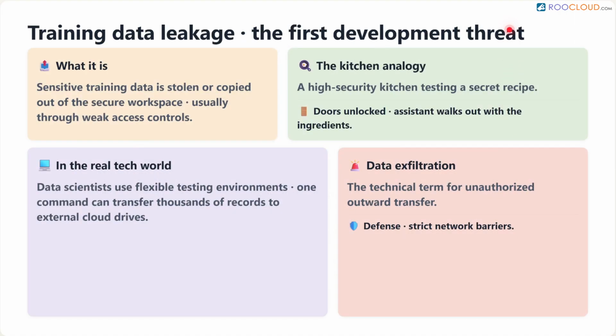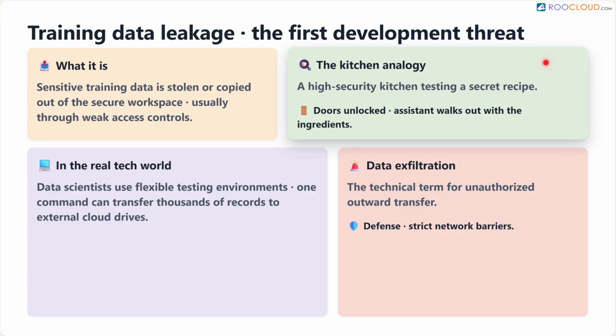Let us examine the first major development threat, known as training data leakage. Training an artificial intelligence requires massive data sets. Data leakage happens when this highly sensitive information is stolen or copied out of the secure workspace. This usually occurs because of weak access controls somewhere along the digital supply chain. The leak might happen at the original collection source, during the data cleaning process, or directly from the programmer workstations.